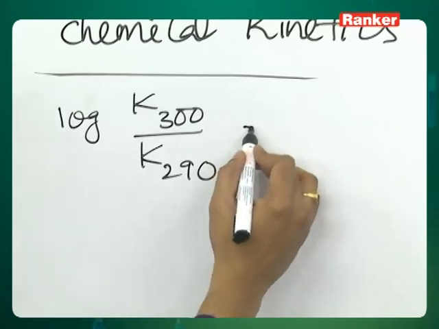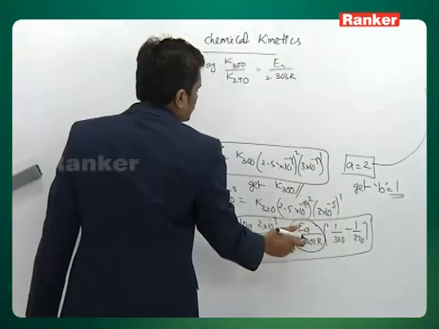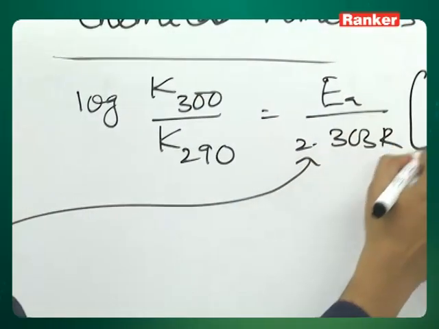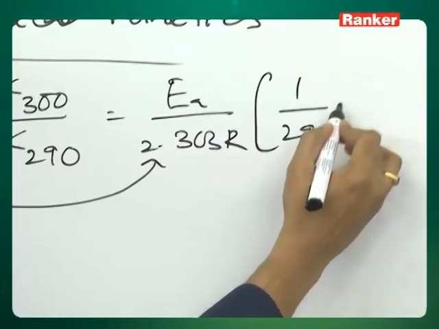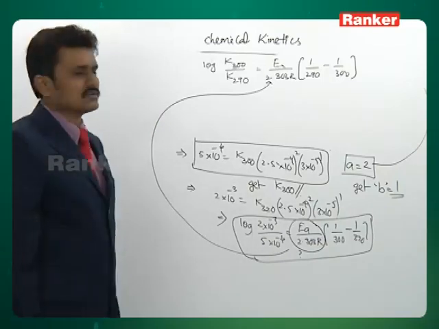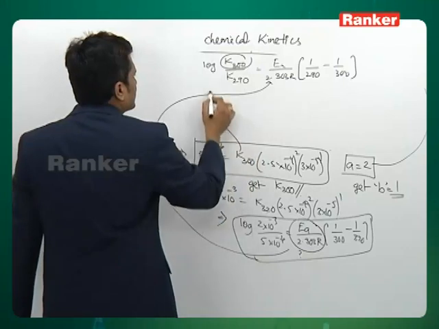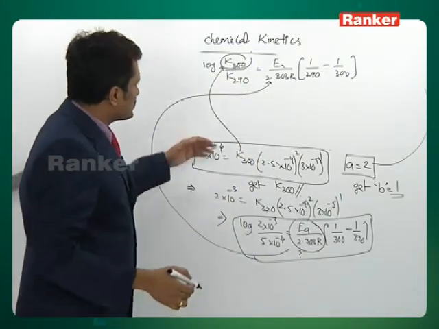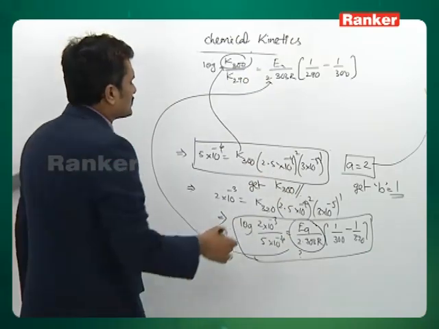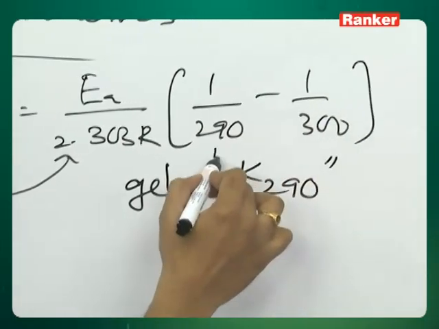But you know that EA by 2.303 R, whichever you are going to find out from there, is going to remain the same. The same value you will be substituting here into 1 by 290 minus 1 by 300. So by substituting this value, already we know the K300, we have calculated that value. After substituting K300 and EA by 2.303 R from this equation, you have to get K at 290 Kelvin.